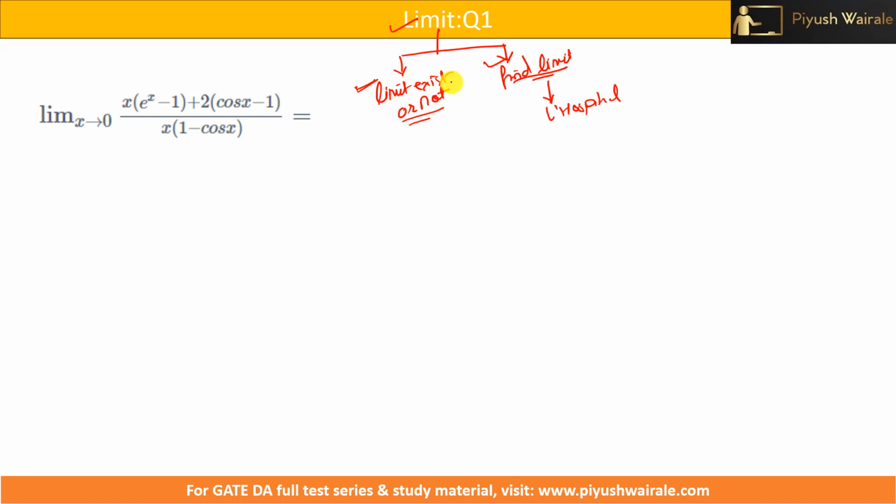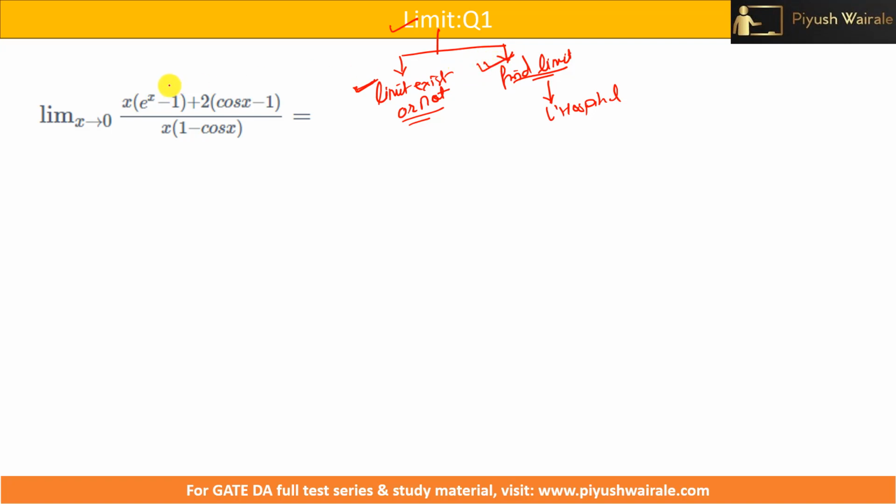These are the two important concepts in the limit. All the questions can be solved based on these two important concepts only. They may give the value of a limit and ask you to find the value of A and B. That type of question they can also ask, but these two are the primary types of questions they usually ask in the GATE exam.